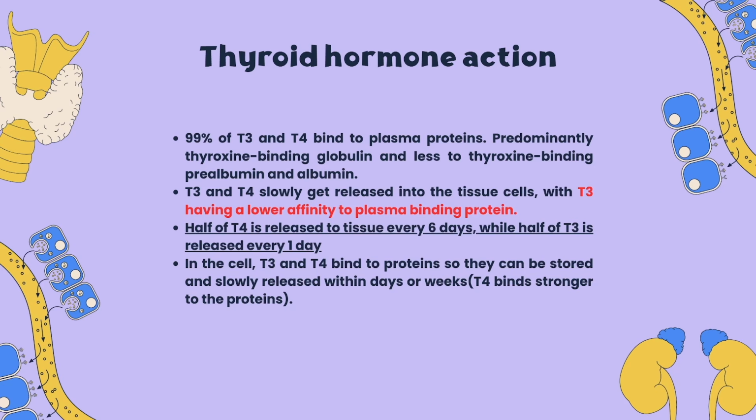Now, in the cell itself, we already talked about the plasma proteins. Same concept applies to inside the cells. The T3 and T4 bind to proteins, so they can be stored and slowly released whenever, within days or weeks. The T4 binds stronger to the proteins, so they're probably the ones that take weeks, and T3 takes the ones in days.